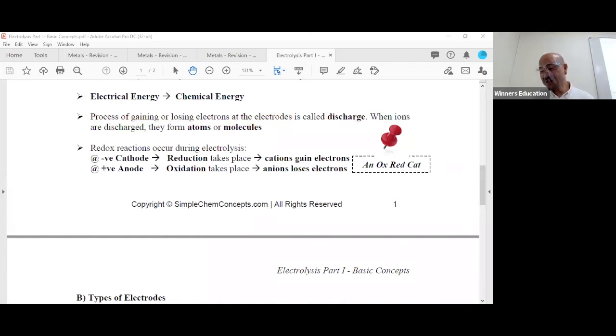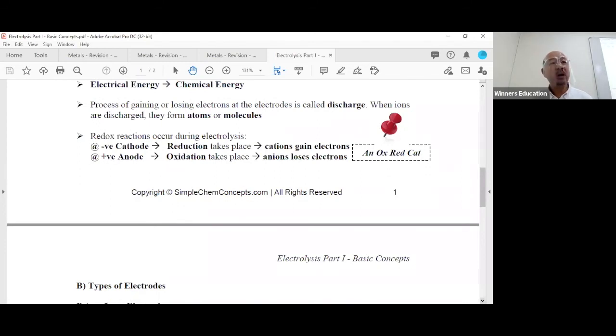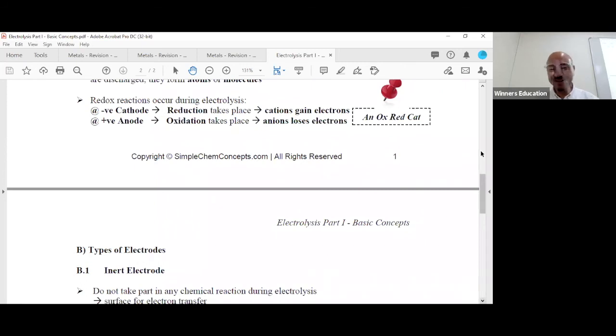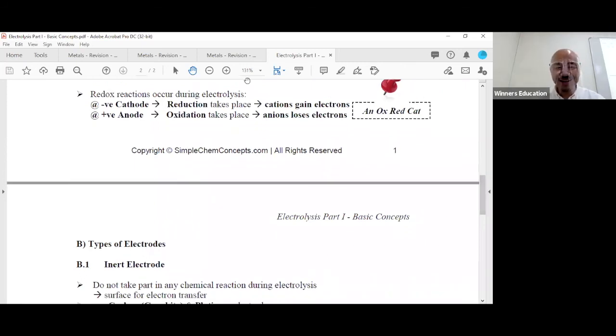Whatever I'm going to say here will represent the whole topic. I emphasize again, whatever I'm going to say here will represent the whole topic. Ladies and gentlemen, in redox, I have taught you this phrase. It's called OIL RIG, of electron. Remember that? Yes? We are back here.